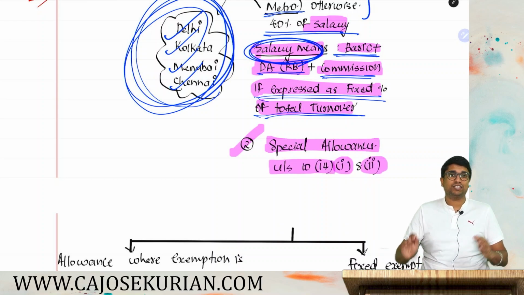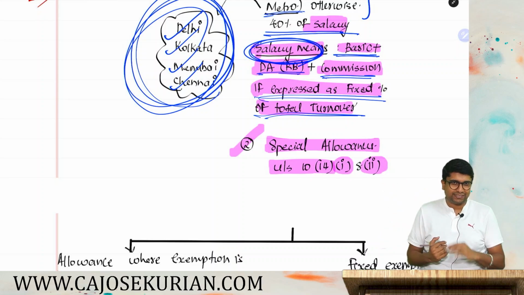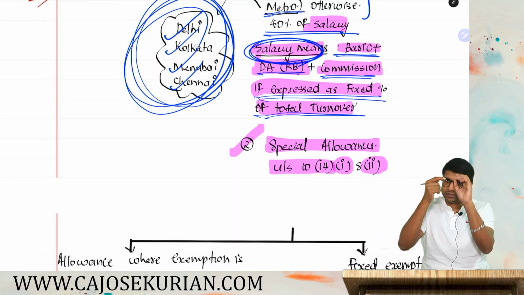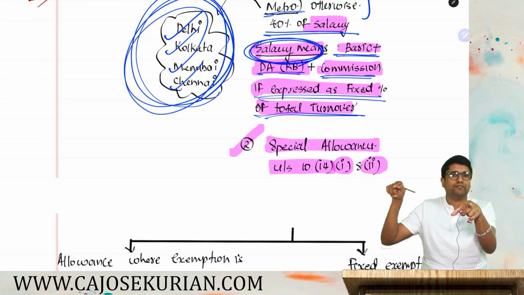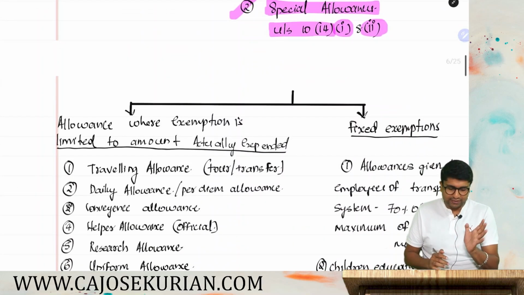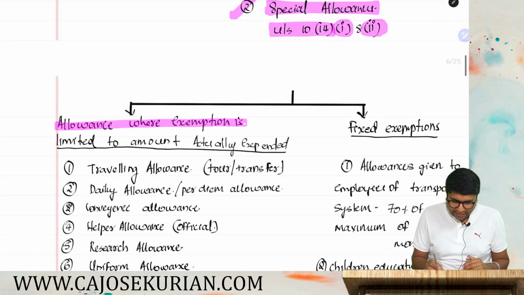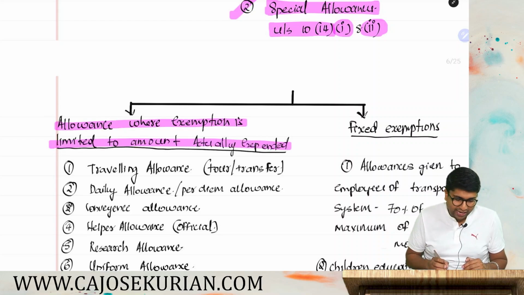So we are about to discuss two categories of partly exempted allowances. Category number 1, section 10 subsection 14 clause number 1, and category number 2, section 10 subsection 14 clause number 2. Let's understand what this category 1 is: allowances where exemption is limited to the amount actually expended.